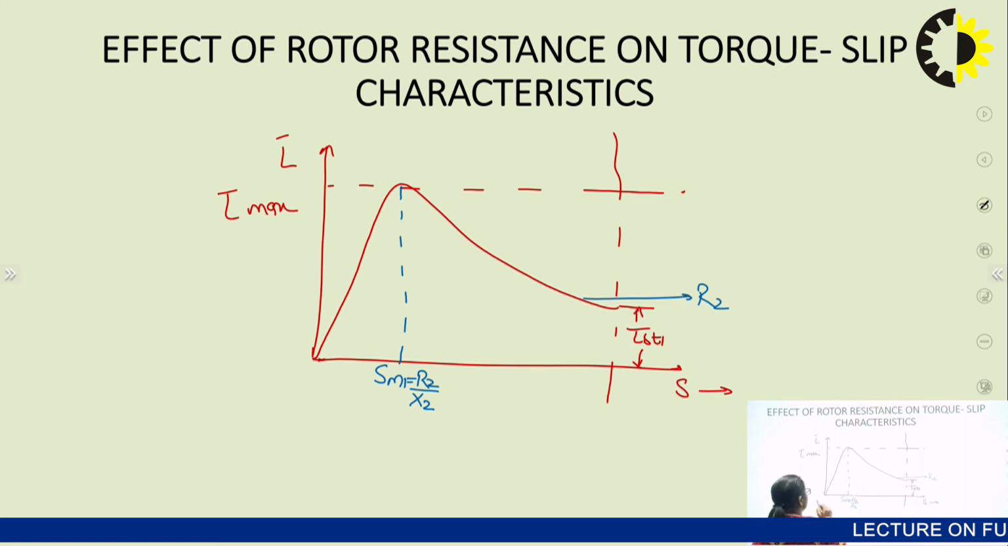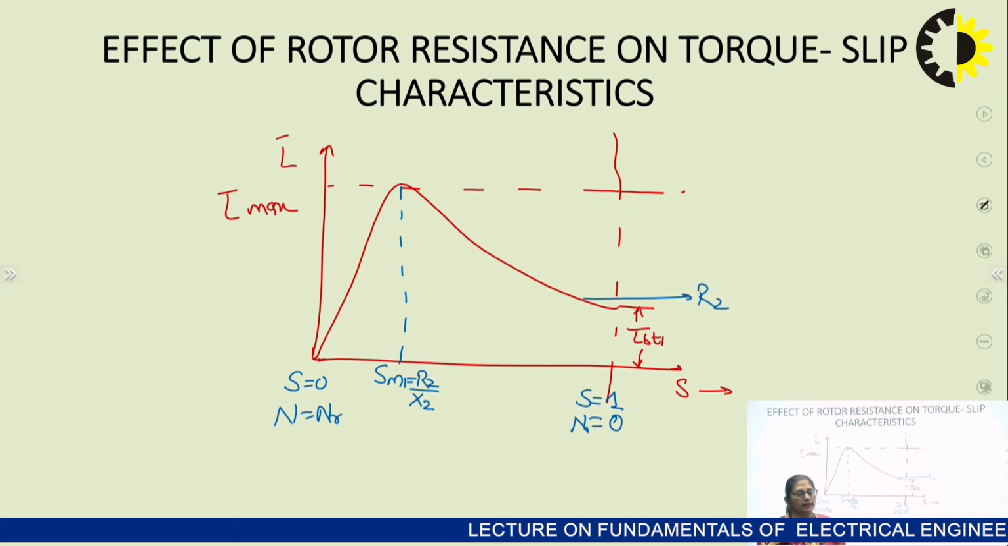This is supposed to be S equals 0 and this is supposed to be S equals 1. Here N equals 0, where N equals NR. Now, this is the regular torque slip characteristics, what we are studying for certain rotor resistance R2.